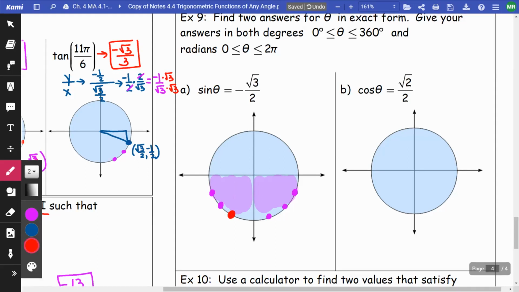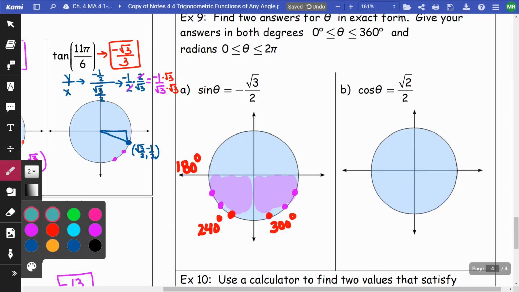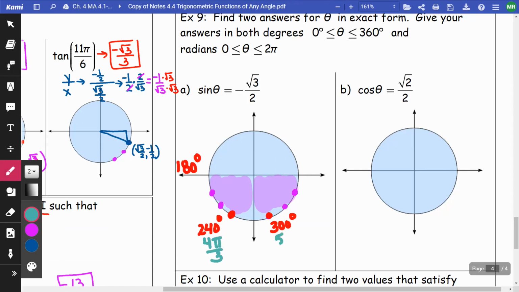And that is going to be, in terms of degrees, remember this is 180 degrees. So this is going to be 60 beyond. This is going to be 240 degrees. That's going to be one answer. Now, it's also going to be here because that would also be the same coordinates, but different signs. So here, this is going to be 300 degrees. So those are two answers. Now, I also want this in terms of radians. So radians, these are thirds. So this is going to be 4 pi thirds, and this is going to be 5 pi thirds.